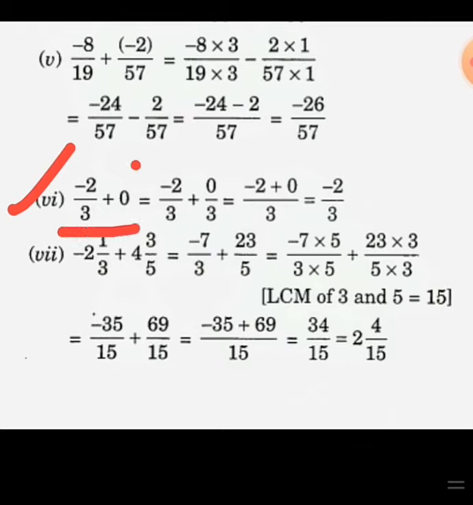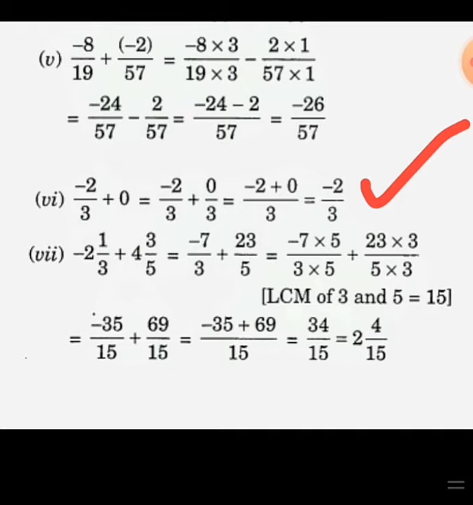Now if you add 0 with any number, any fraction or any rational number, okay, what is the value of 0? 0 is neutral, it has no value. So if you add 0 to any number, it will not make any change. Your answer will be this only, minus 2 upon 3. So no need to solve it. Directly you can write minus 2 upon 3.